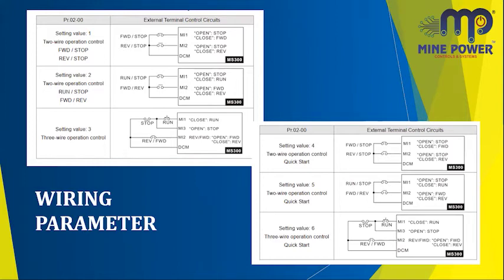First of all, when you run the motor, it runs in the forward direction. Then when you press the release button of the forward reverse, it closes and it runs in the reverse process also. The same external terminal control circuit is also given in the bottom right corner.